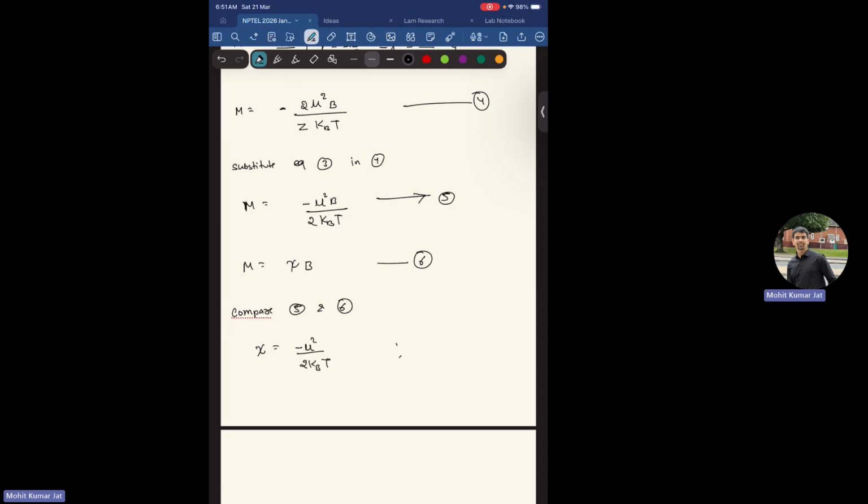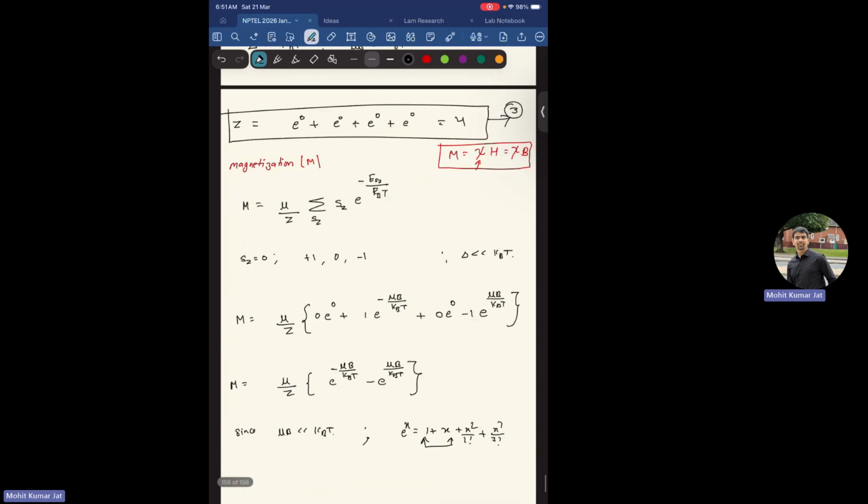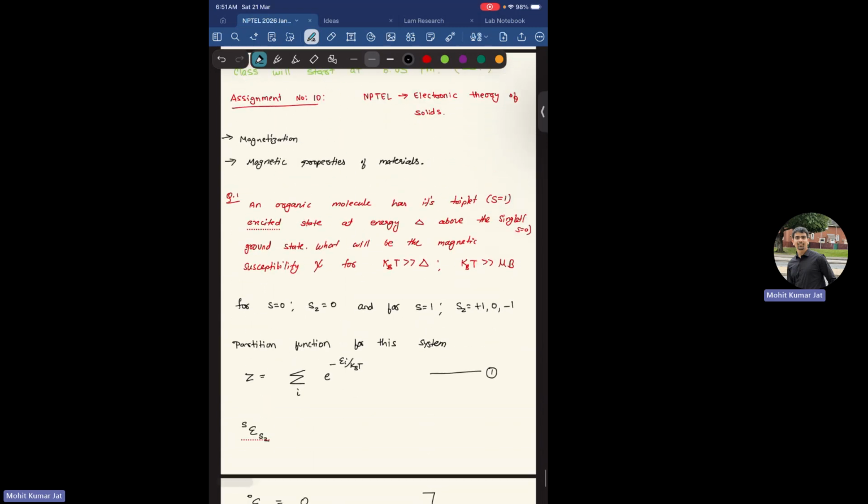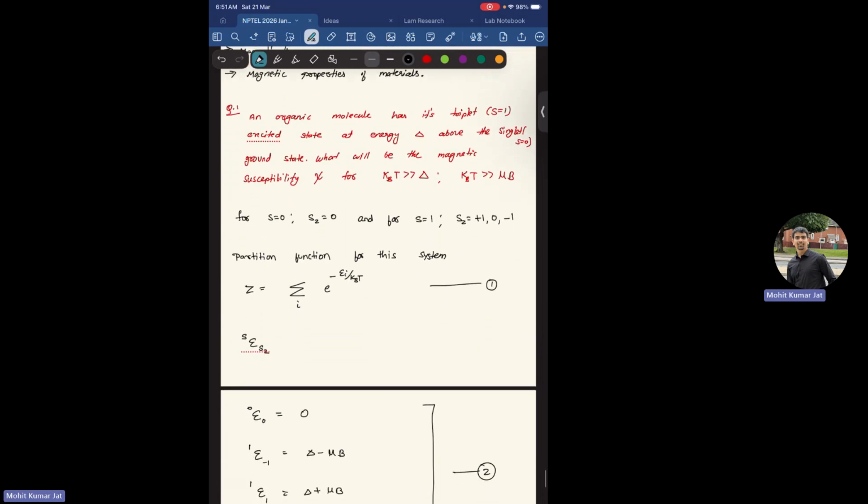So essentially your chi is inversely proportional to temperature. The magnitude of chi is proportional to inverse temperature. There is the question in which it's a two-spin based question with spin S equals 0 and spin triplet, and in that case the excited state energy of the triplet is also given, and the constraint given is that kBT is larger than delta and kBT is larger than mu B, and for that we have to evaluate the magnetic susceptibility.